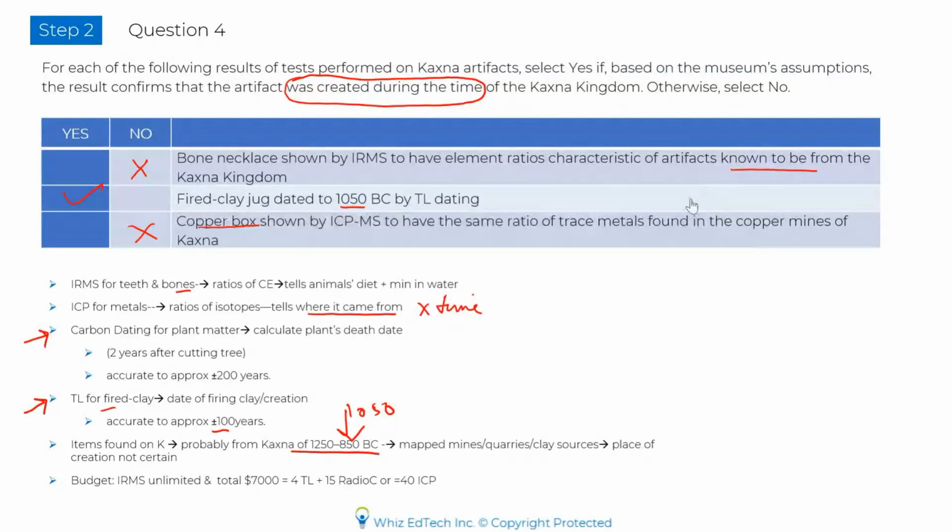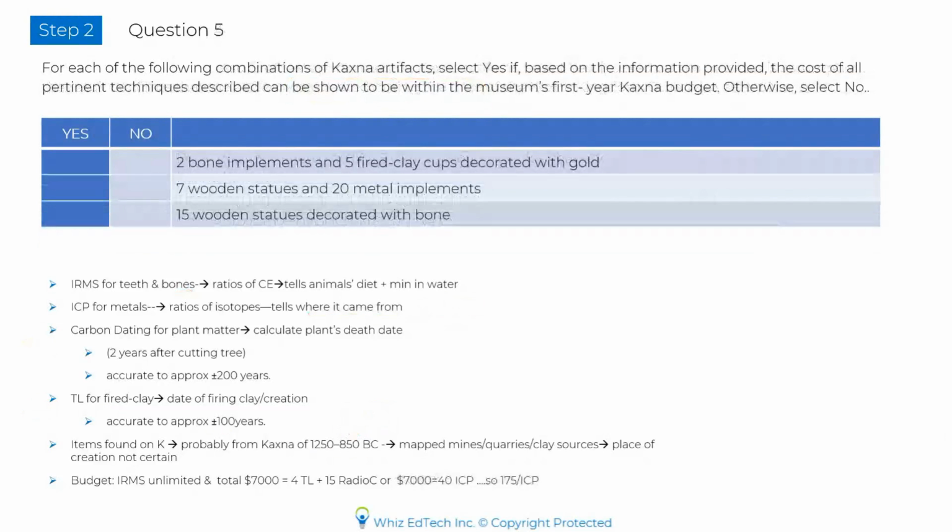Okay. Yes, so let's go to the next question. Your answers, please. Question 5, your answers.